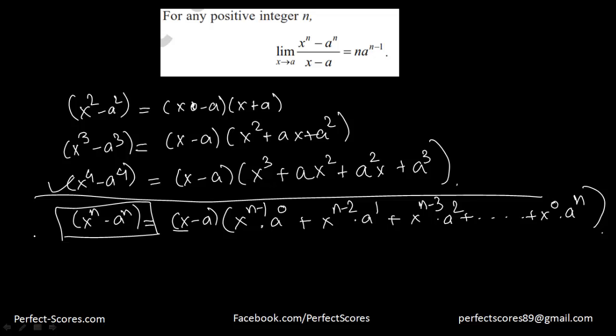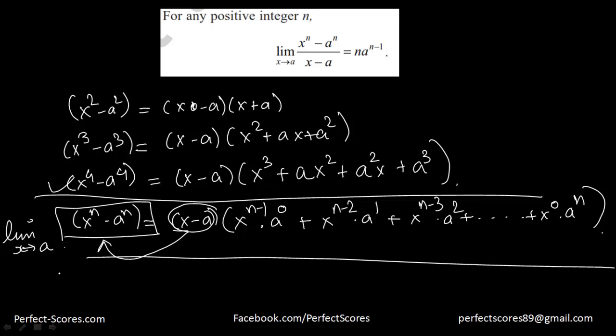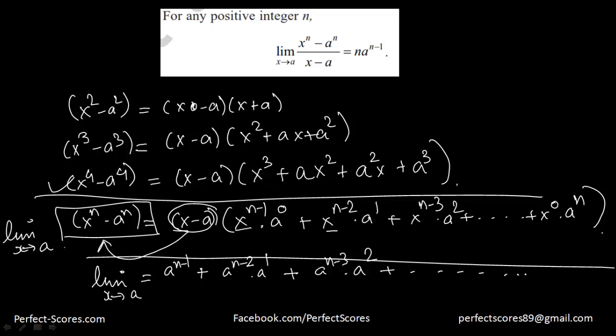And if I take this to this side and put a limit there, that is limit x tends to a, then what will I get? I'll just plug in the value of x equal to a. The limit would be equal to a to the power n minus 1 plus a to the power n minus 2 into a to the power 1 plus a to the power n minus 3 into a to the power 2, going on till plus a to the power 0 into a to the power n.